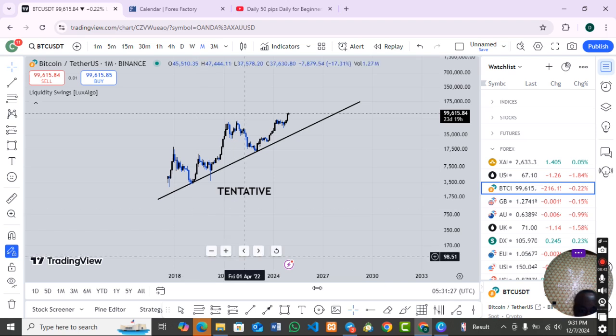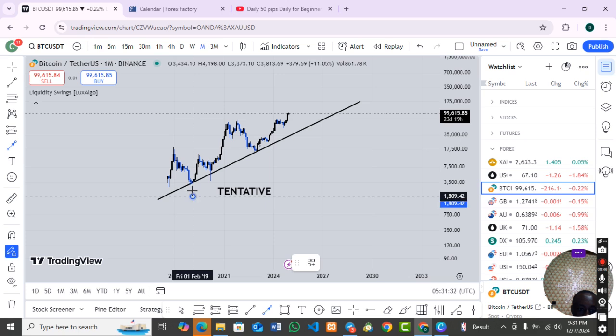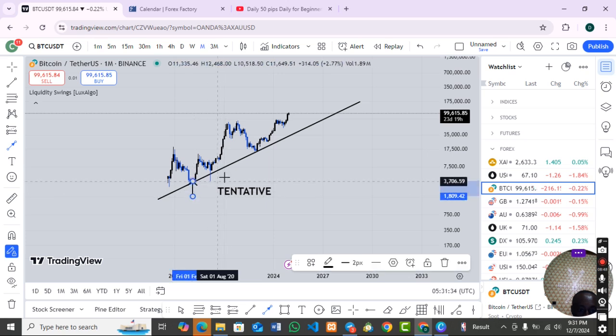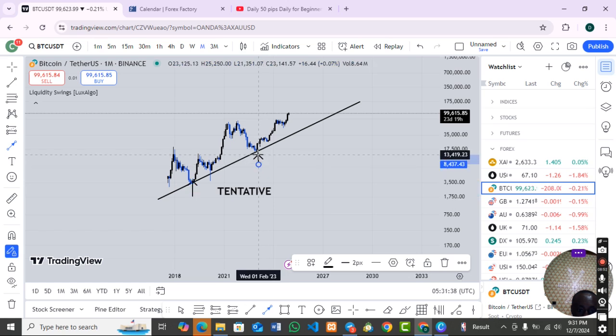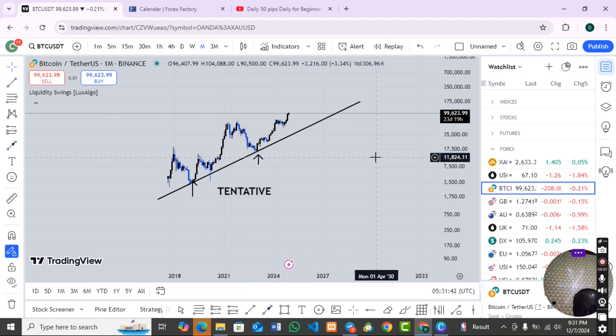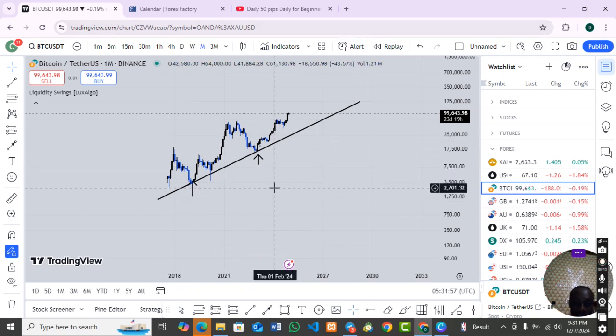So we are having first touch here. This was a false breakout. We are having a second touch here, bouncing off the trend line. So we are speculating, or we are waiting before we can say we are having an uptrend, a serious uptrend. Price has to just touch the trend line the 3rd time and bounce off again. So currently we are having a tentative trend line.